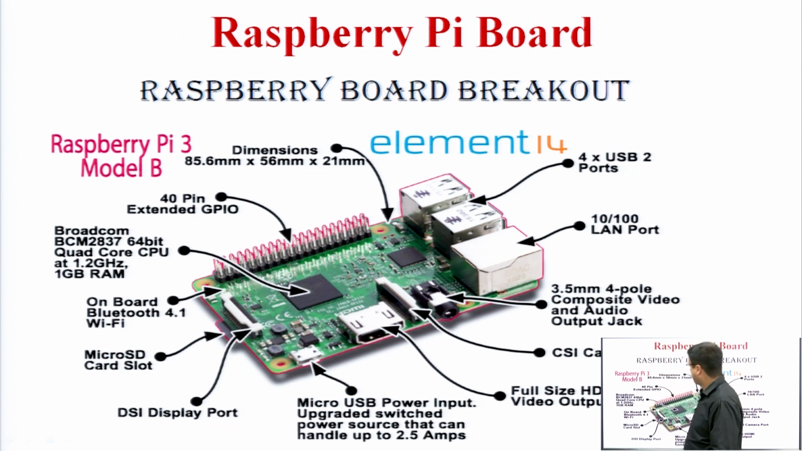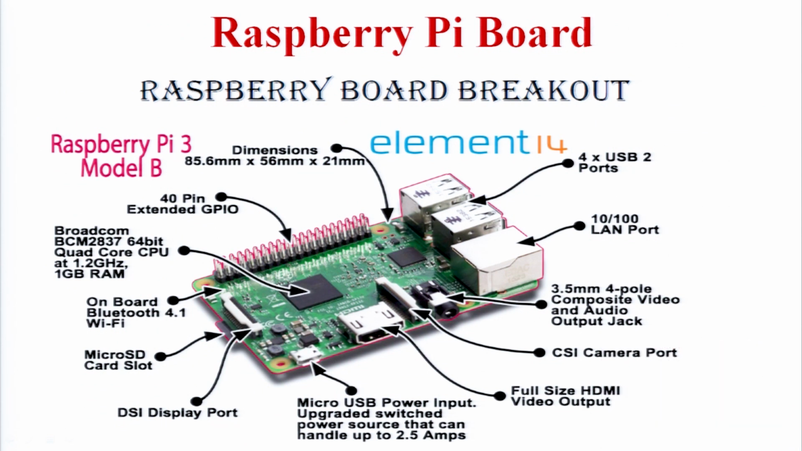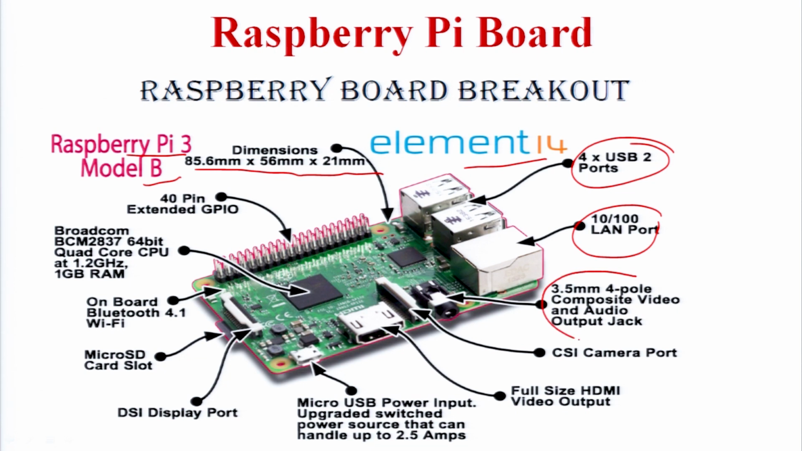After that, this is the Raspberry Pi board. Here on this board you can see many things. The name of the board is Raspberry Pi 3 Model B. It has dimensions of 85.6 millimeter by 56 millimeter by 21 millimeter. It has 4 USB ports, a 10/100 LAN port, and a 3.5 mm video and audio jack, like our mobile phone.